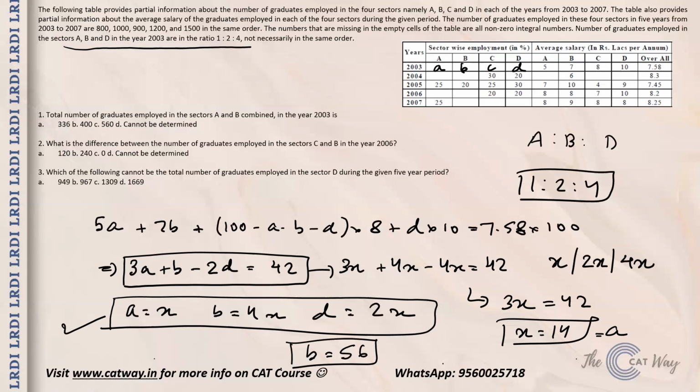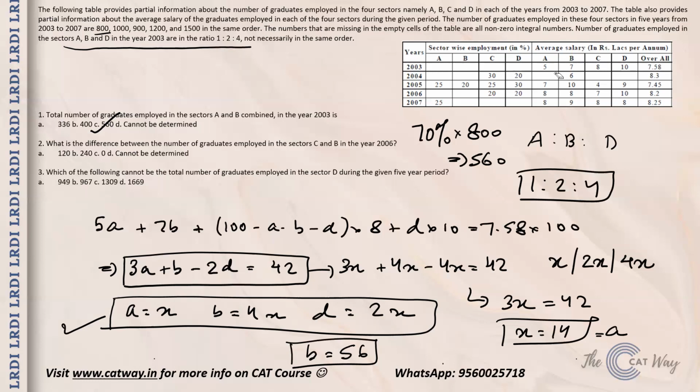Now guys, the percentage of graduates: A is 14 and B is 56. So when A is 14 and B is 56, the total value of the percentage is 70%, and 70% of 800 is what you have to find. Of 800 you have to find, and that would be equal to 560. So option number C would be the right answer over here.